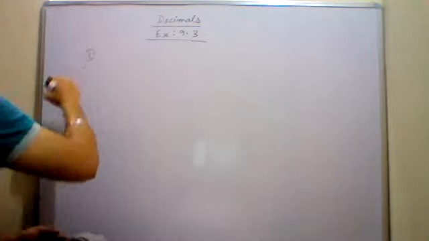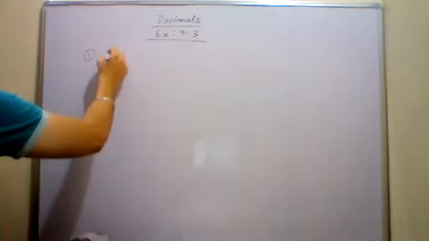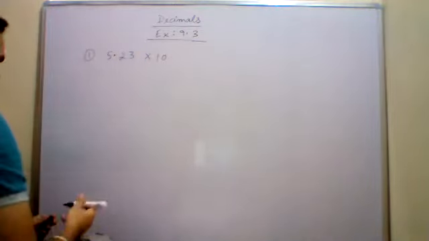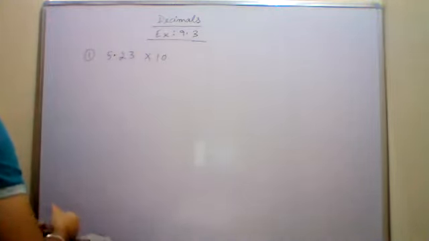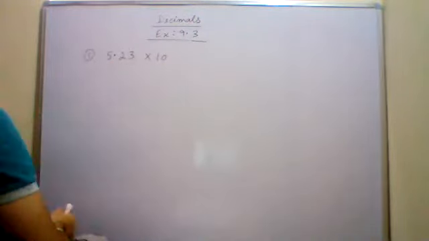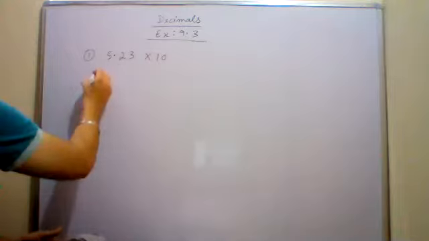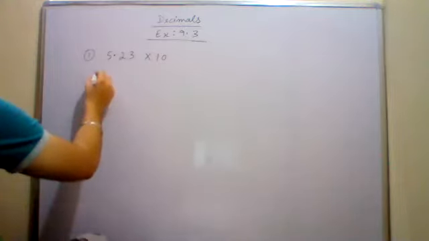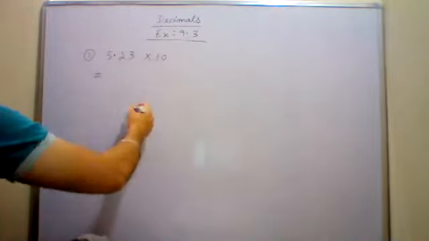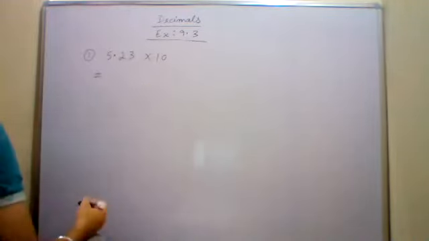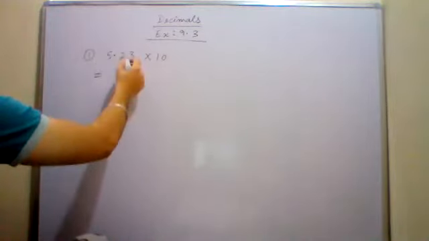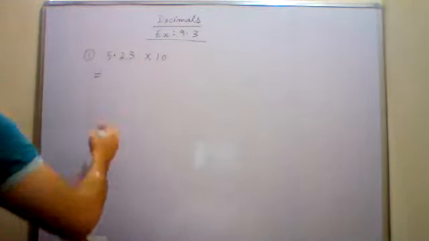So first question, it is 5.23 multiplied by 10. We have to learn how to multiply 5.23 by 10. It is a very simple thing. When you are multiplying a number by 10, 10 has only one zero, so the decimal will move one place to the right side.